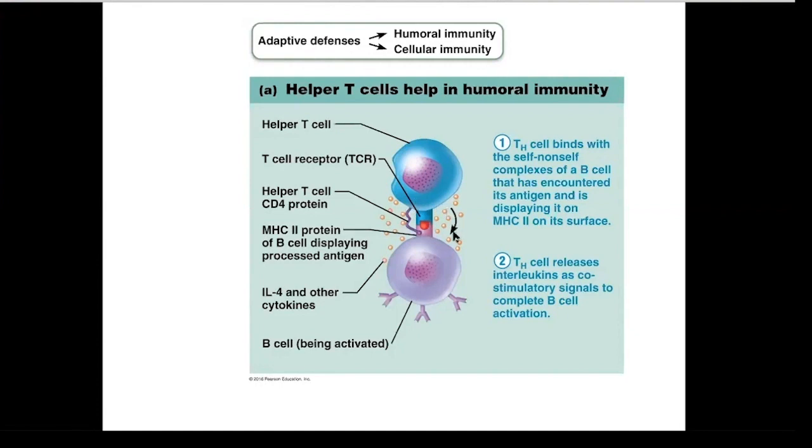They will diffuse across the interstitial fluid and bind to the B cells, so you'll have some receptors on the B cells for the interleukins. Remember, receptors are always proteins, and when the interleukins bind to the receptors, that triggers the B cell to complete its activation, begin proliferation and differentiation.